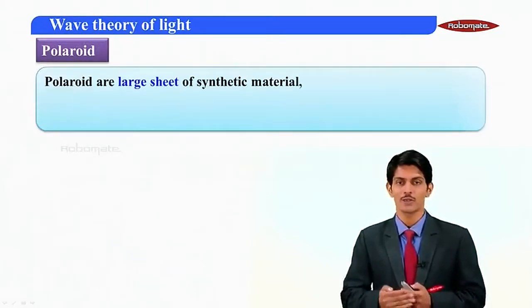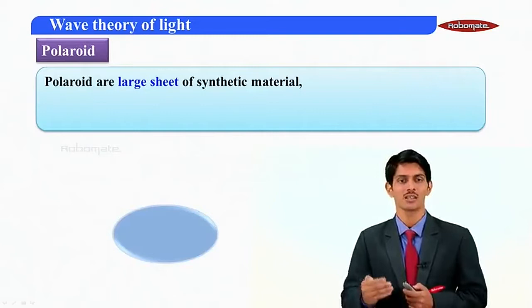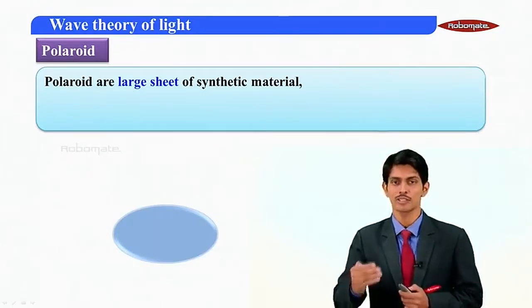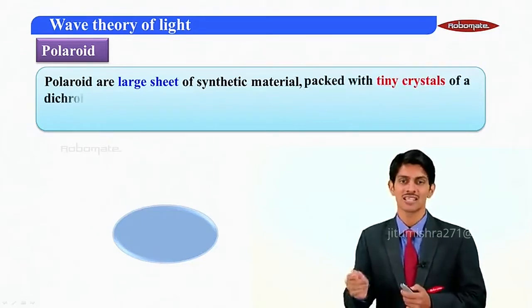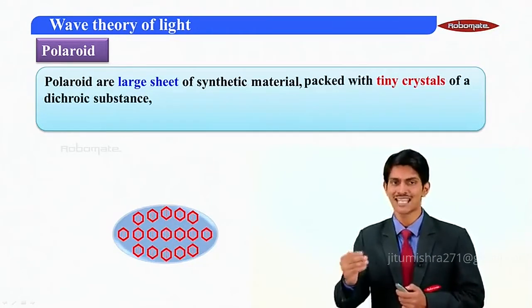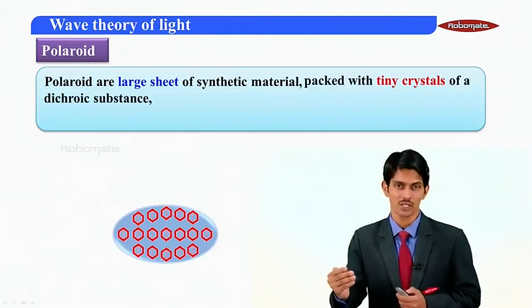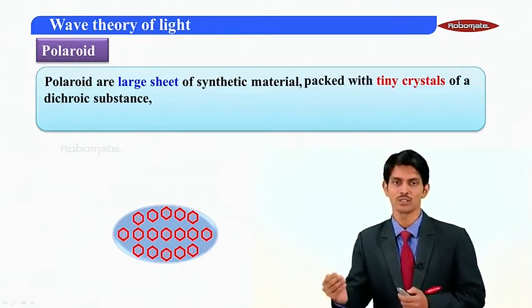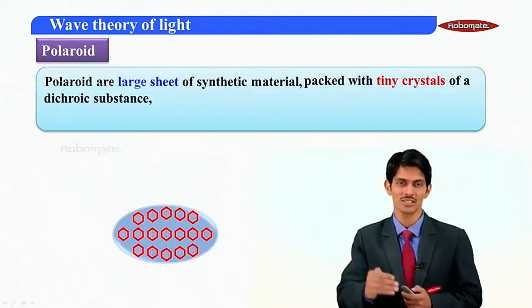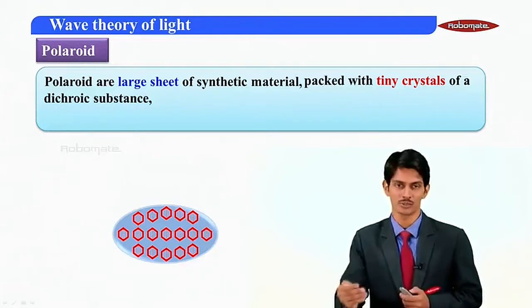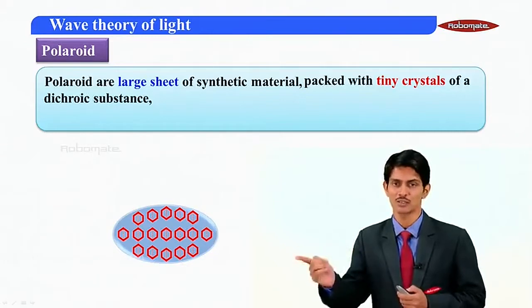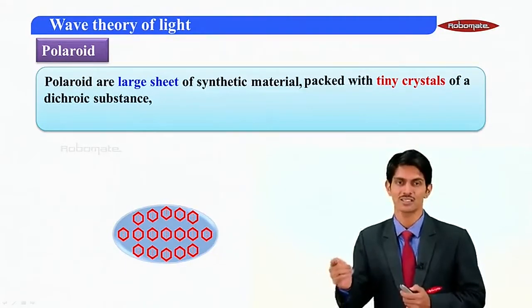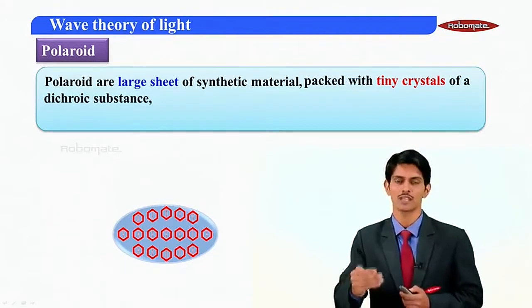So what is a Polaroid? Polaroids are nothing but a large sheet of synthetic material. Consider this is a large sheet of synthetic material. It is packed with tiny crystals of a dichroic substance. As we have discussed in the earlier module, dichroic crystals are crystals that show unequal absorptions. So in this case, these tiny crystals, like tourmaline crystals, are the tiny crystals of a dichroic substance.